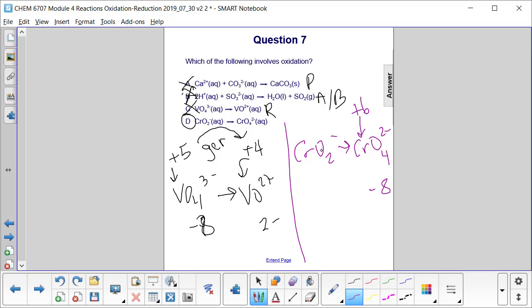Here, this -2, there are 2 of them, would be -4. To have an overall -1 charge, then this chromium must be +3. So we go from +3 to +6. That's a loss of 3 electrons, and loss of electrons is oxidation. So the answer is D.